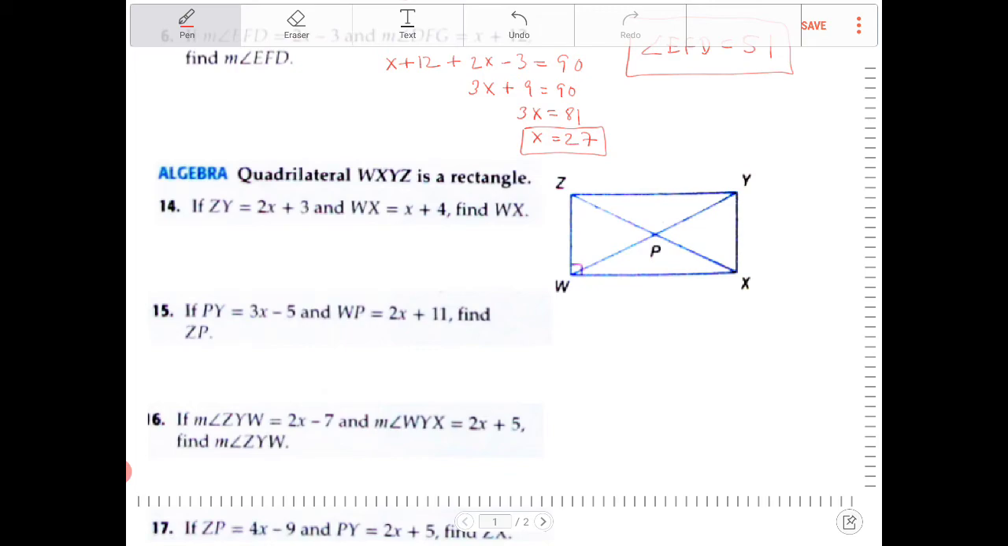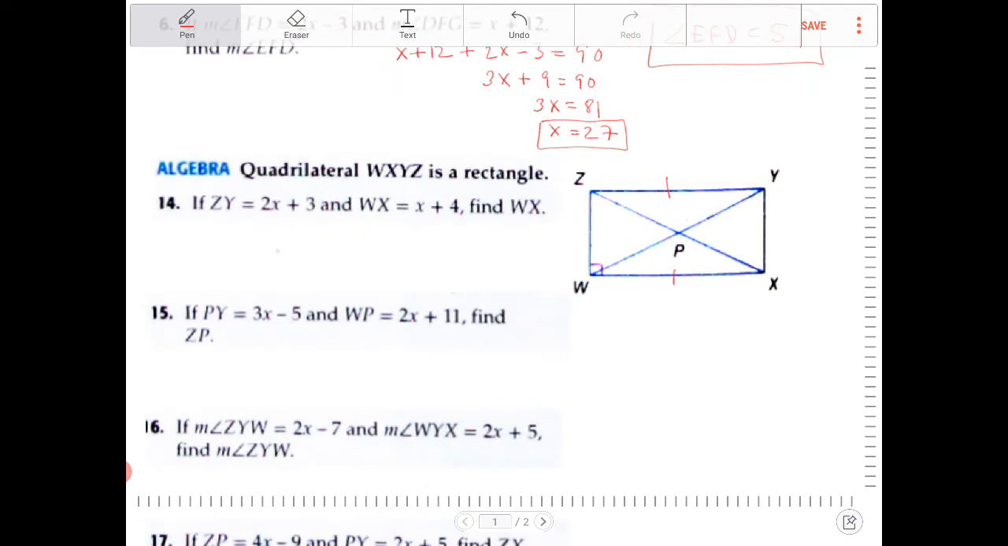Alright, question number 14. ZY is equal to 2x plus 3, and WX is equal to x plus 4. ZY and WX have to be congruent because opposite sides of a rectangle are congruent. So therefore I can say 2x plus 3 is equal to x plus 4. Subtract x from both sides, I end up with x. Subtract 3 from both sides, I end up with x is equal to 1.